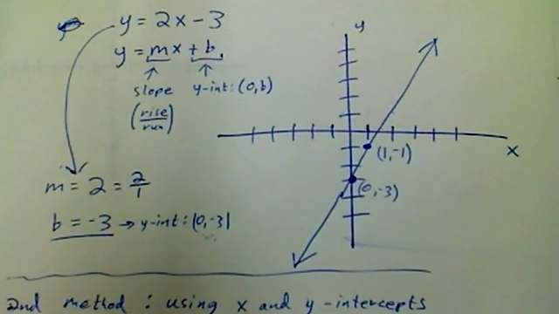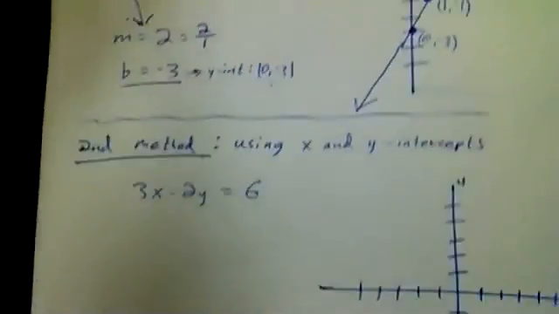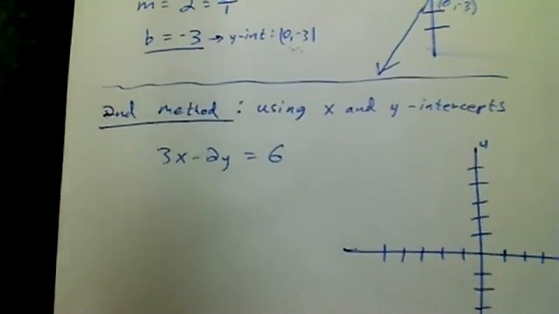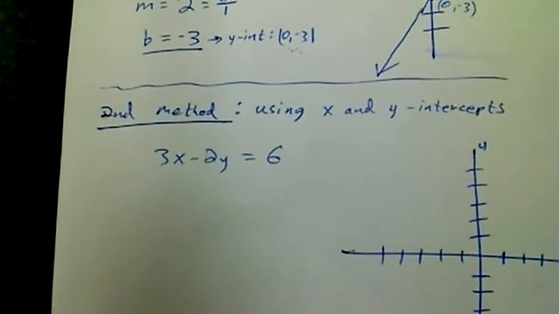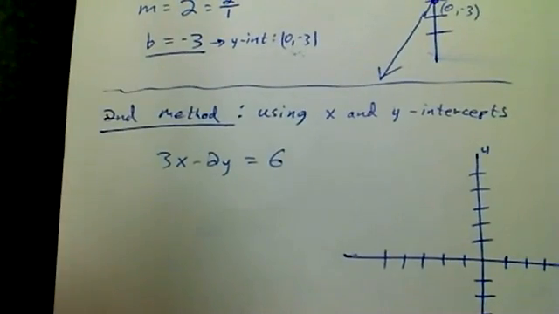So we know to see, okay, is that slope correct? Okay, so that's the first method. The second method is a little more handy when you have the equation that looks like this. This is what we call an implicit equation. It's not solved just for y or just for x. In this case, it's generally more handy to use x and y intercepts.